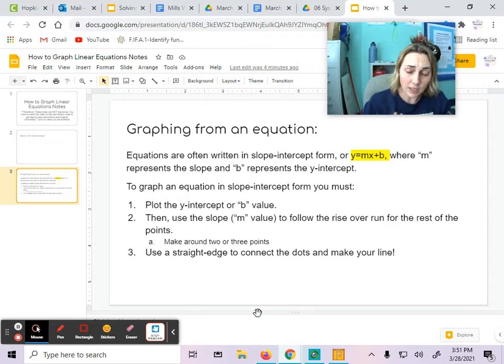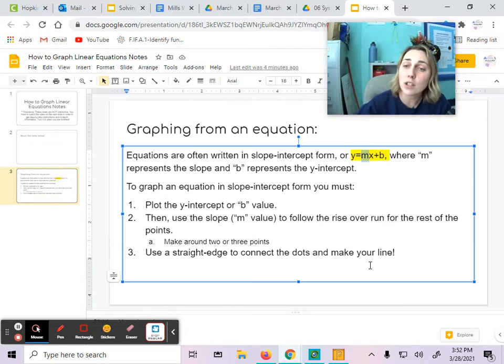In order to graph an equation, you have to have the equation written in slope-intercept form, or if y'all remember from a couple months ago, y equals mx plus b. In that equation, your m value is your slope. It's going to be in rise over run. And your b value is going to be your y-intercept. That is where the line crosses the y-axis.